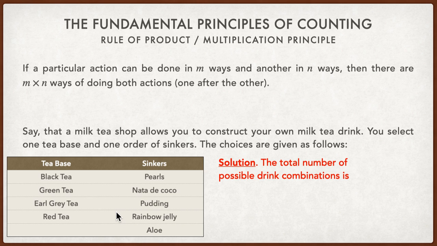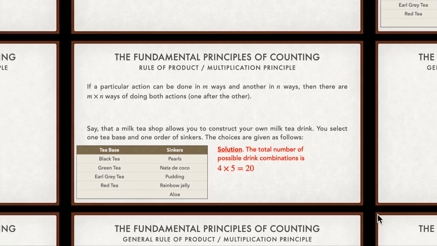We're going to apply the rule of product here. So we have 4 tea bases. Multiply that by the number of sinkers. So we have 4 times 5. So our solution will be 20. So 4 times 5 is 20. Okay, so that's one example for the rule of product.